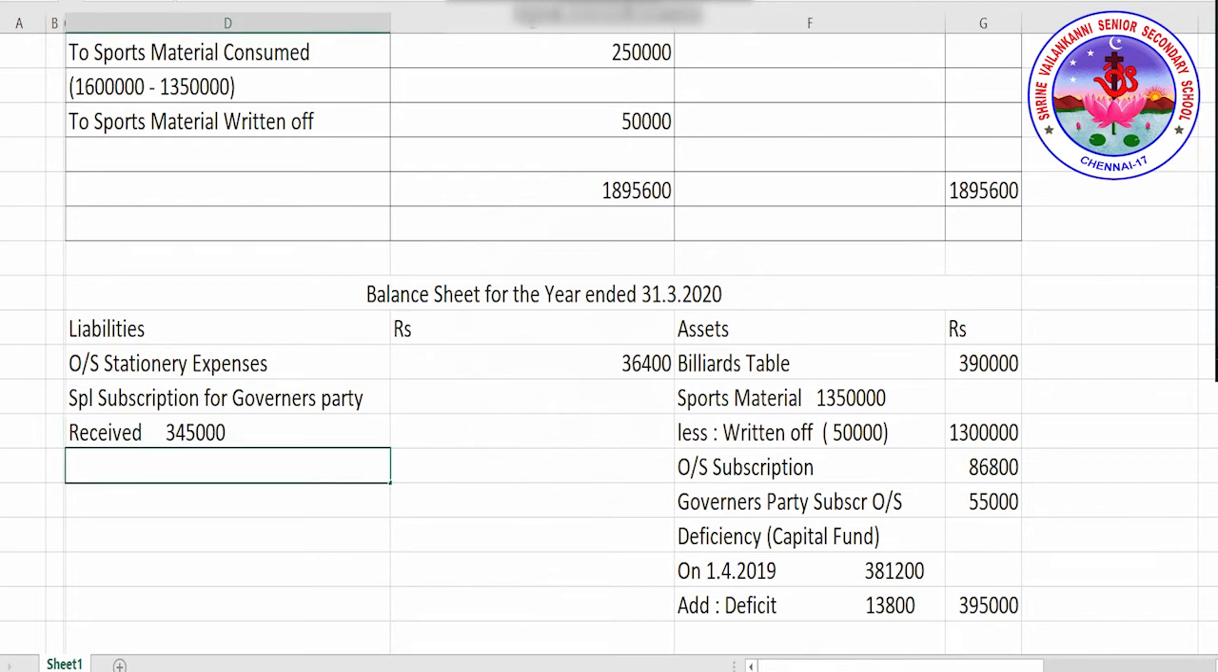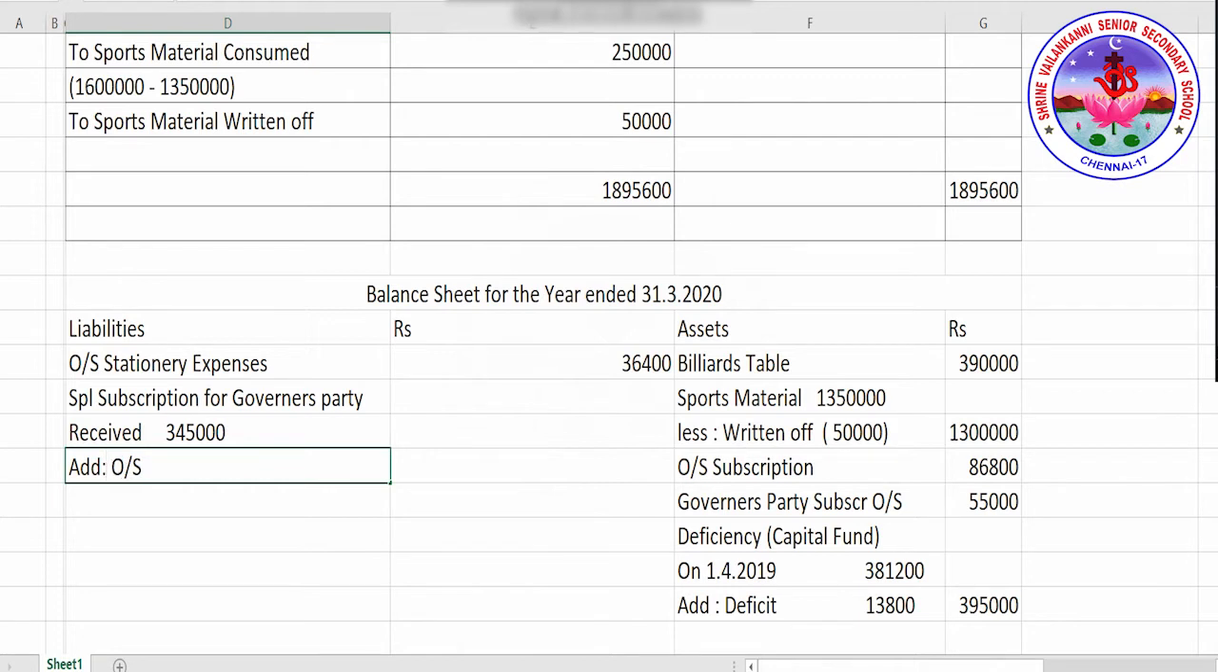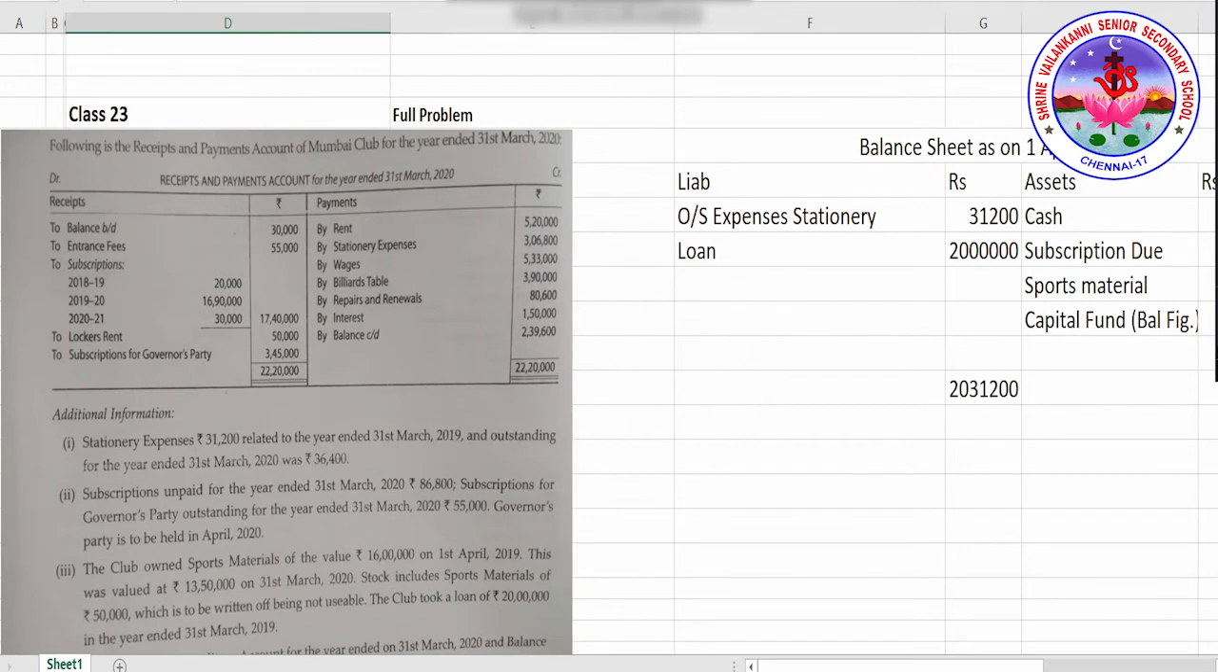Add outstanding. How much is outstanding? You have to look into it. So let me just check how much is outstanding. Here we have the subscription to governor's party. So outstanding for the year ended is 55,000. Now, what is this governor's party here? It is 3,45,000. That's what we have written there also.